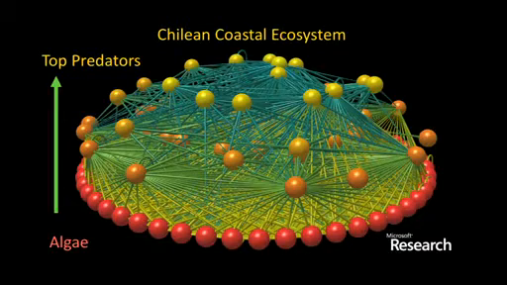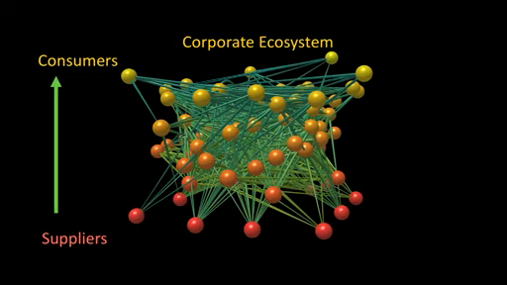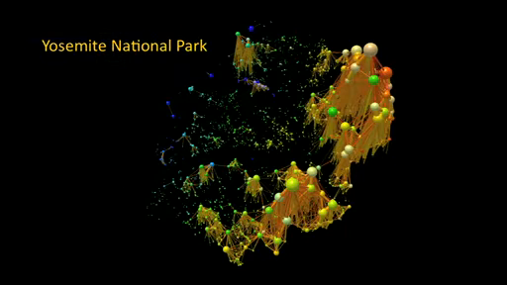First is the simple power of good visualization tools to help untangle complexity and just encourage you to ask questions you didn't think of before. For example, you could plot the flow of carbon through corporate supply chains in a corporate ecosystem, or the interconnections of habitat patches for endangered species in Yosemite National Park.